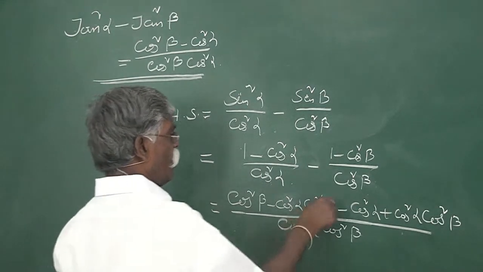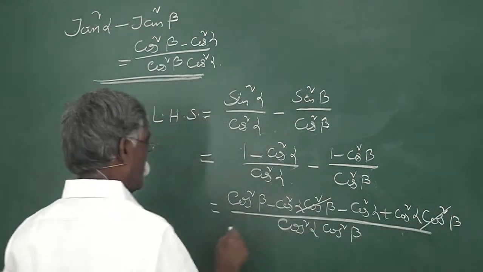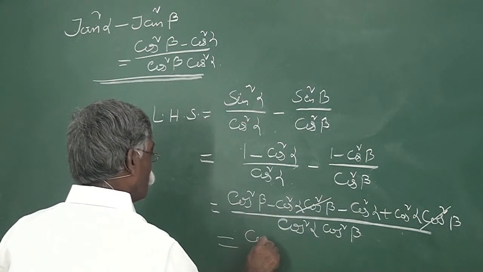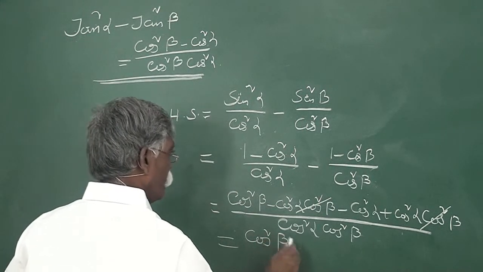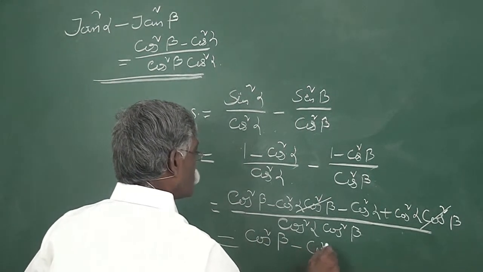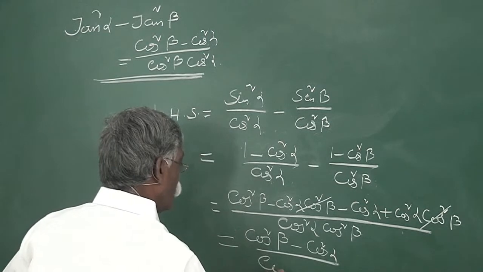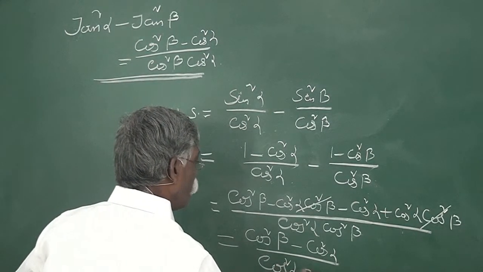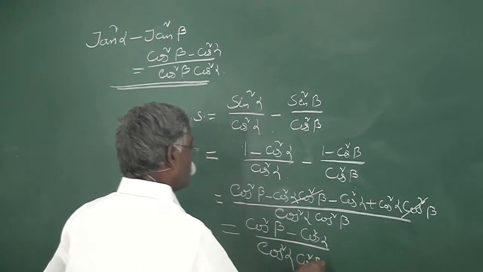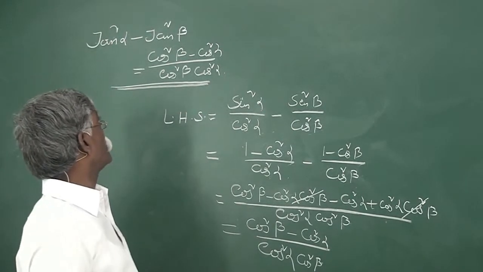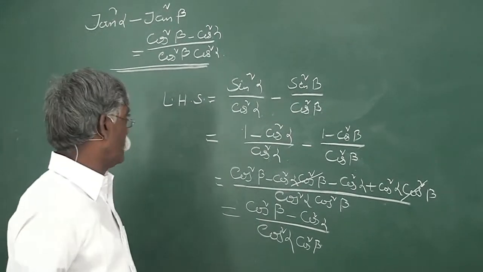Now this cos square alpha and cos square beta gets cancelled, and we are left with cos square beta minus cos square alpha by cos square alpha cos square beta. So this is the answer what we are asked to prove.